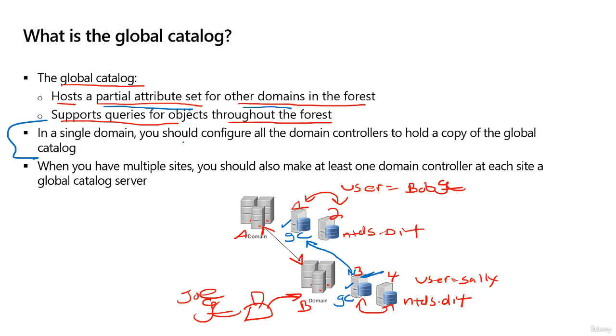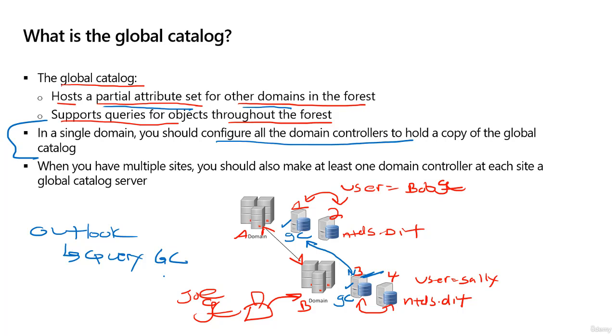In a single domain, it's recommended you configure all the domain controllers to hold a copy of the global catalog. Now, the reason for that, something like Outlook, the global address book in Outlook, it is designed to query the global catalog. And again, we'll just write GC for global catalog. So that's embedded in the application. It actually queries your DNS server saying, can you tell me where this global catalog is? That's all automated. So we don't have any interaction with that. It's just how it actually works.